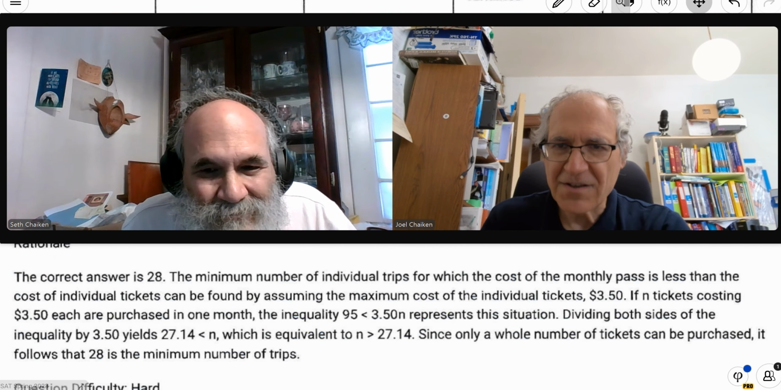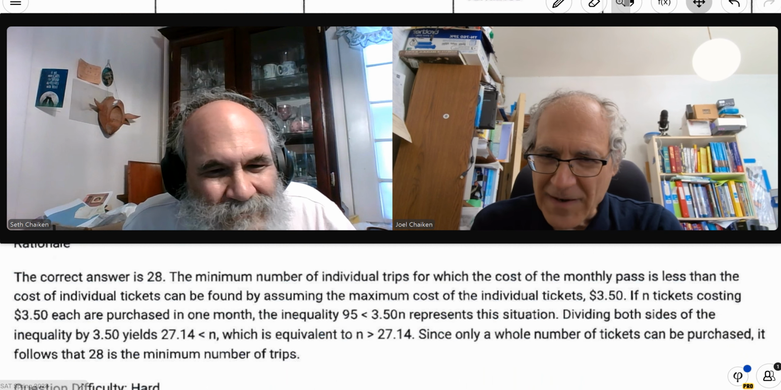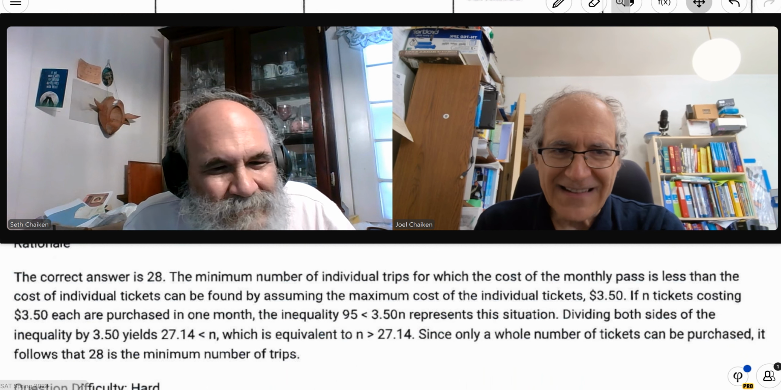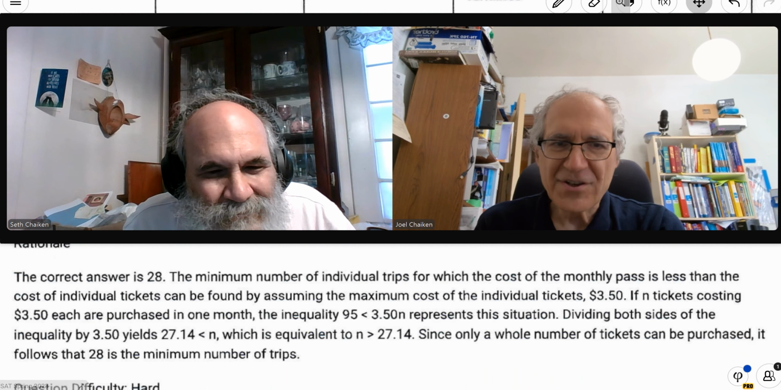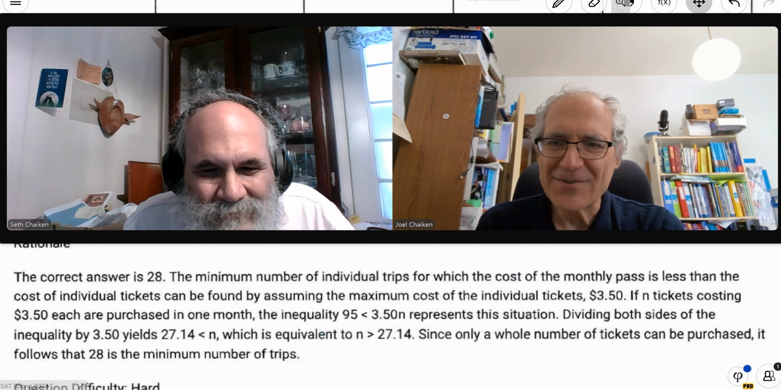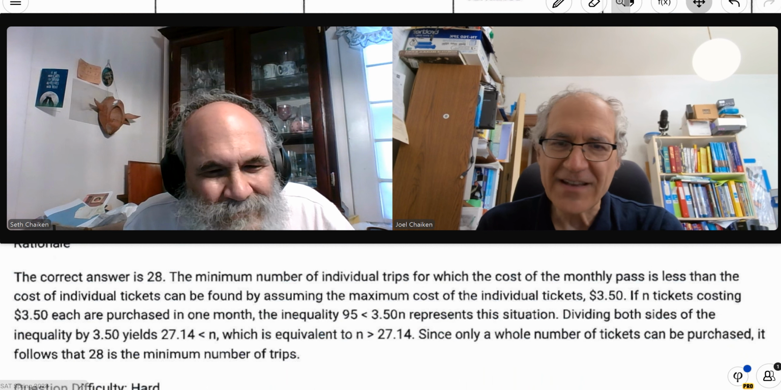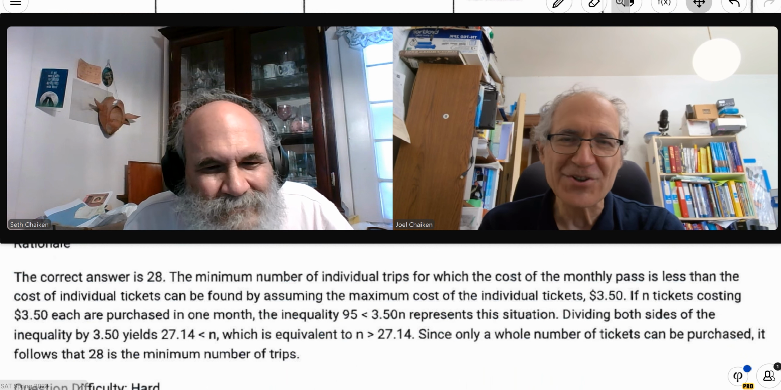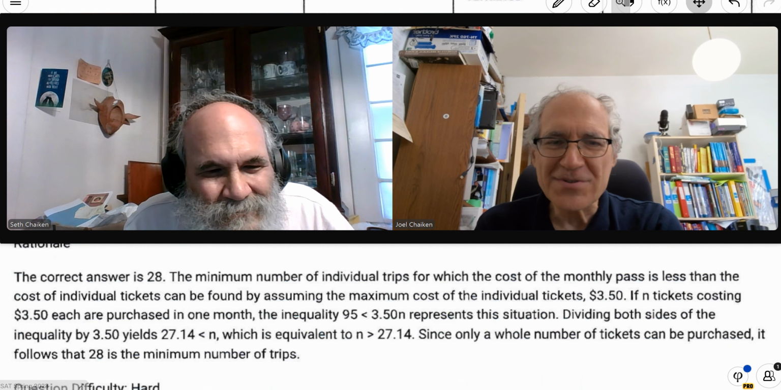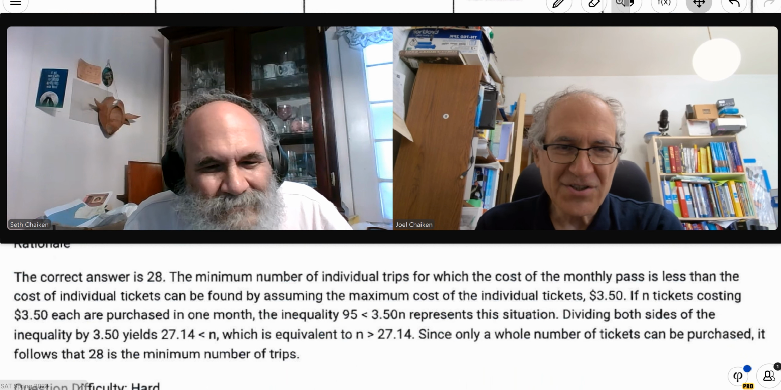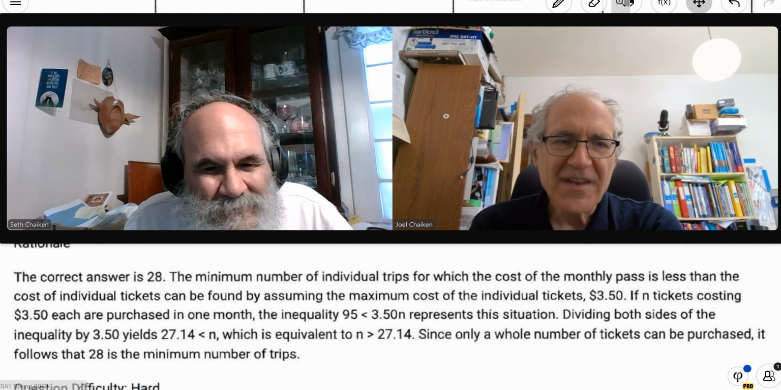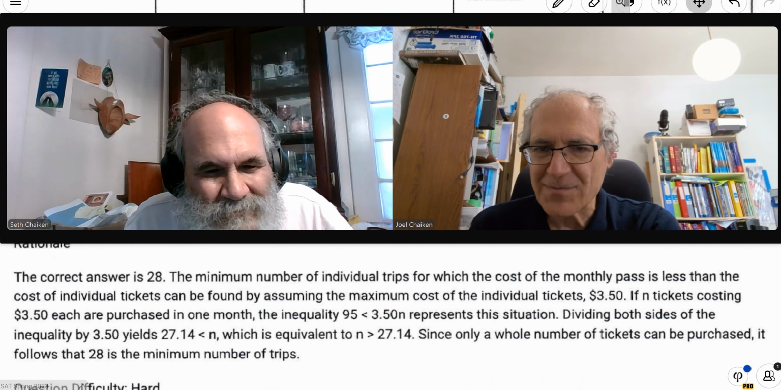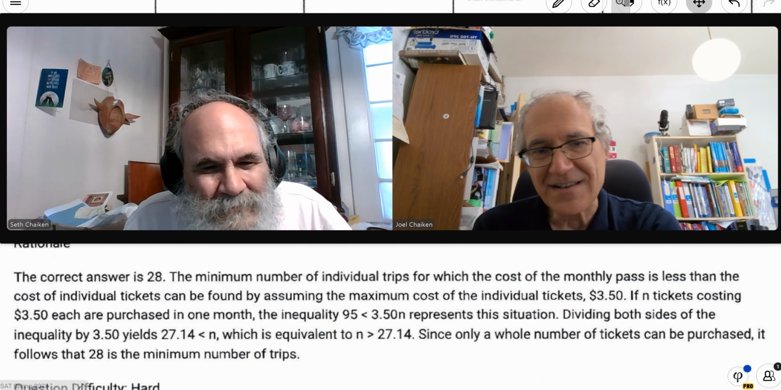The answer is 28. Congratulations, Seth. The minimum number of individual trips for which the cost of the monthly pass is less than the individual cost of tickets can be found by assuming the maximum cost of the individual event tickets costing $350 a person per month. Good job, Seth. That's exactly how you started it. You nailed it just like they did. Well, they did it just like you. The inequality. Ooh, they set it up as an inequality.